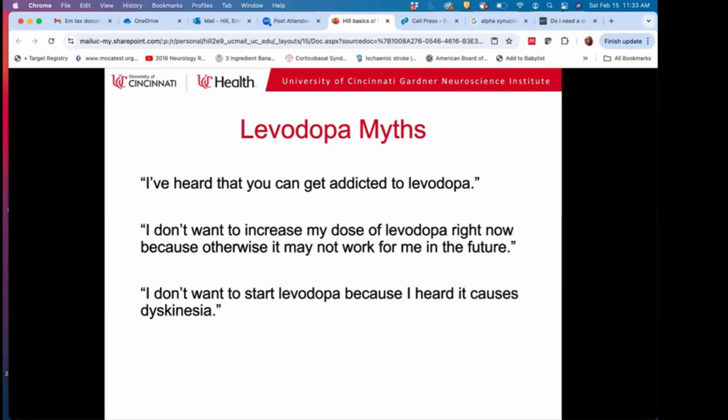And again, dyskinesia, we call it the price of success. It just means the meds are working. A lot of times people hate it, but most of the time people don't notice it as much as others notice. They prefer to be on and wiggly than off and stiff. So yeah, okay.